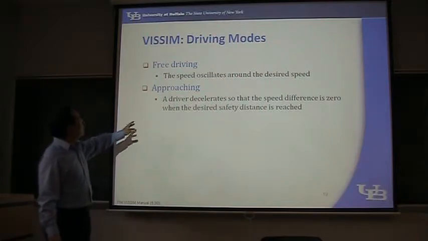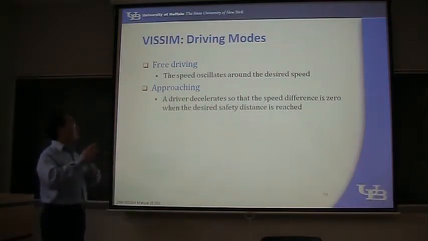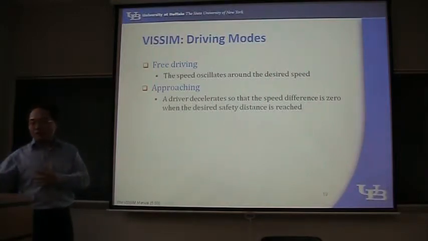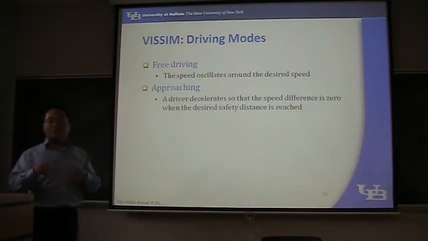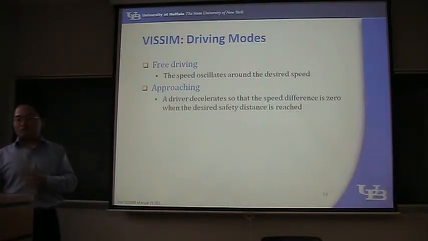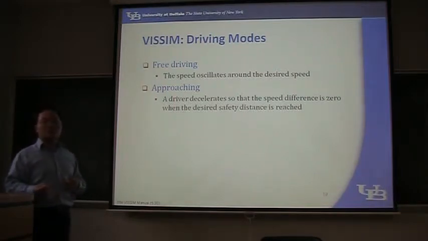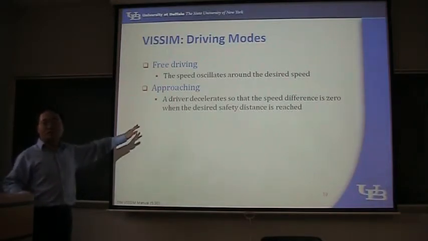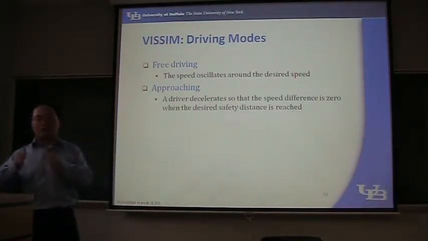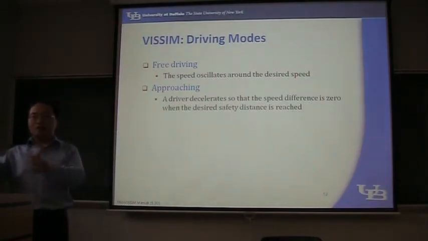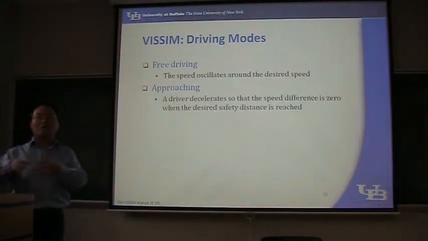The second mode is approaching. In this mode, the driver will start to decelerate because there's a vehicle ahead of me, and I'm approaching it. And I want the speed difference to drop to 0 when I reach the desired safety distance. This is also very reasonable. Do you understand it? I'm approaching you, so I start to decelerate. When I reach the safety distance, our speed difference is 0.